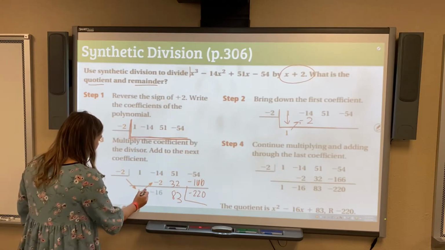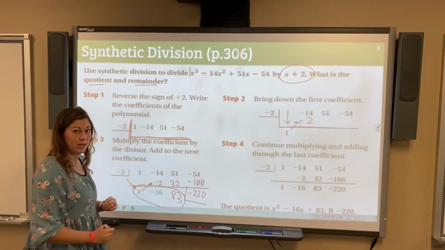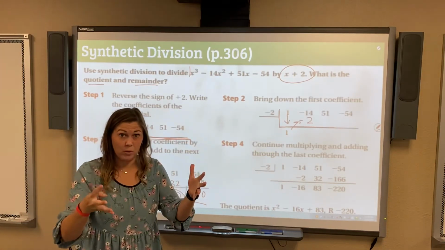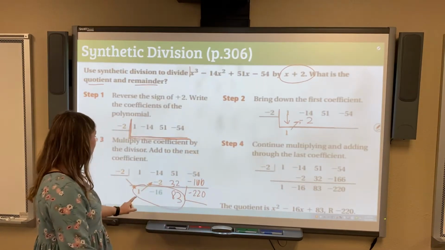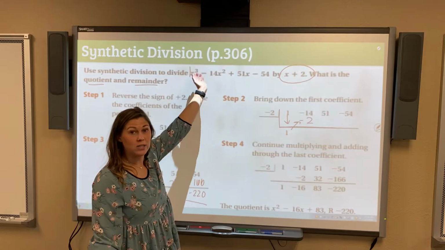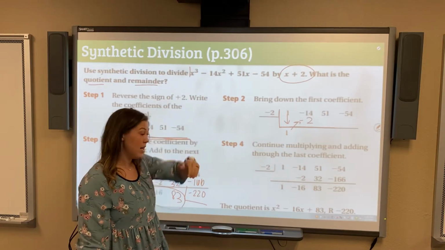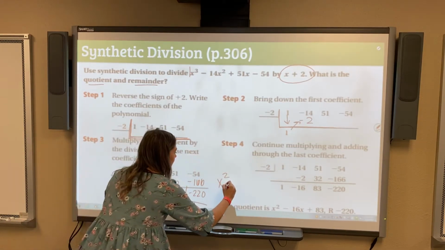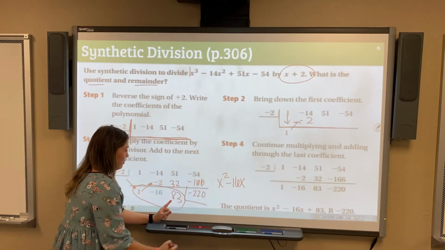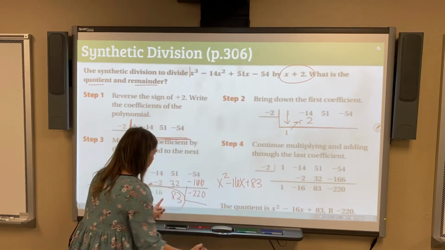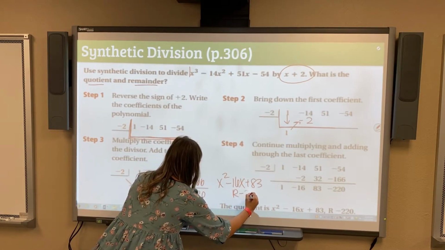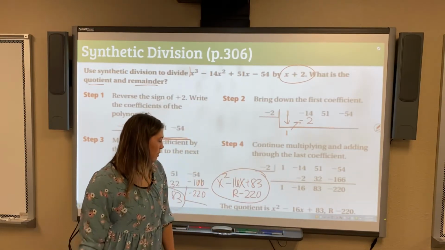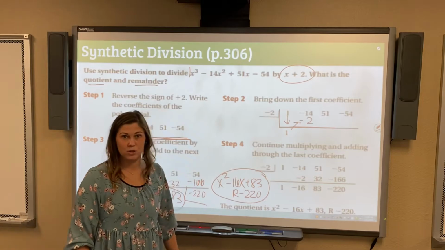So for our answer, we have our 1, we have our negative 16, and we have our 83. We have to put this in terms of a polynomial; we actually have to put in our variables. Like how this is an x cubed, our answer is going to be 1 less than that, so x squared, and that's what we start with. So it'll be 1x squared minus 16x plus 83 with a remainder of negative 220. The quotient is x squared minus 16x plus 83 with a remainder of negative 220.